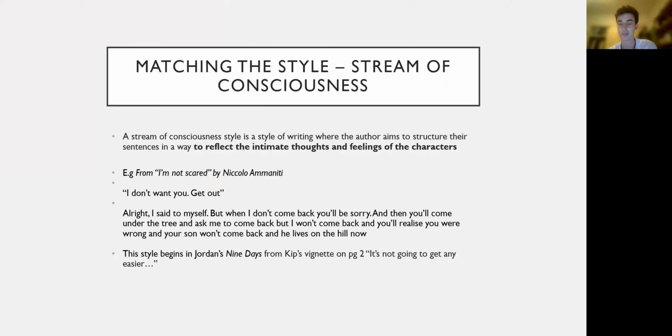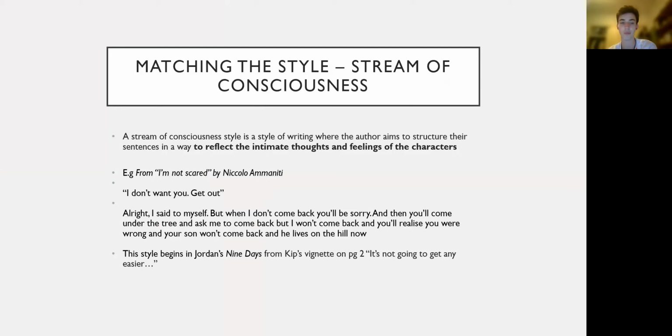Okay, so now I'm going to be specific to 9 Days. And one thing that Jordan uses throughout 9 Days is what we call a stream of consciousness style. So I've got the definition at the top there. A stream of consciousness style is a style of writing where the author aims to structure their sentences in a way to show us the intimate thoughts and feelings of the characters.